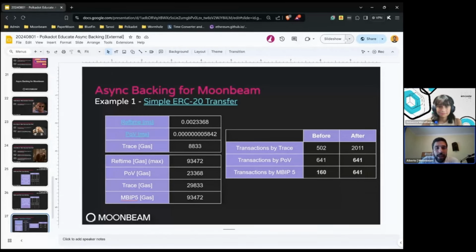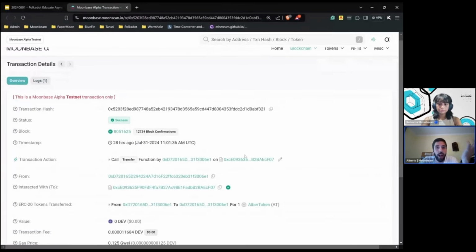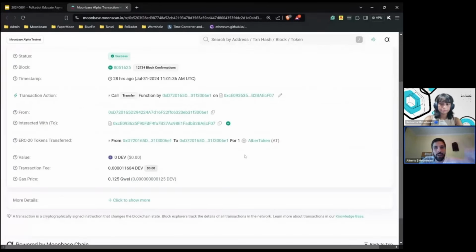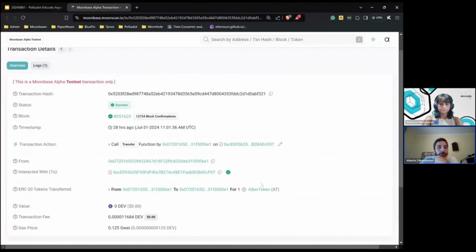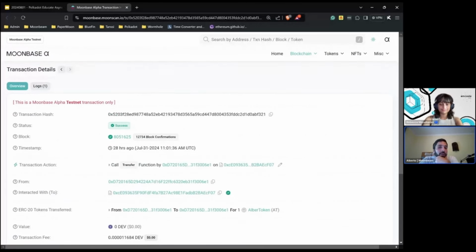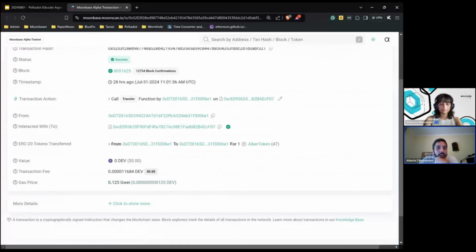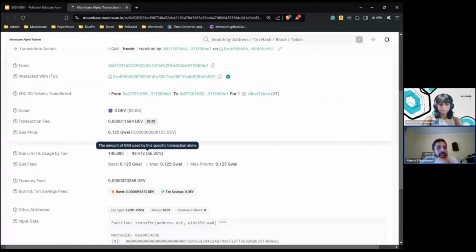All right, so this is a simple ERC20 token transfer. Let me click on it so you see it. This is my token in the testnet, which is called Alberto token. This is a testnet token. No, this is not a pump and dump scheme or anything. This is a testnet token for educational purposes. And I did a transfer from myself to myself. You can see that this transfer consumed 93,000 units of gas. And yeah, that's the transfer.